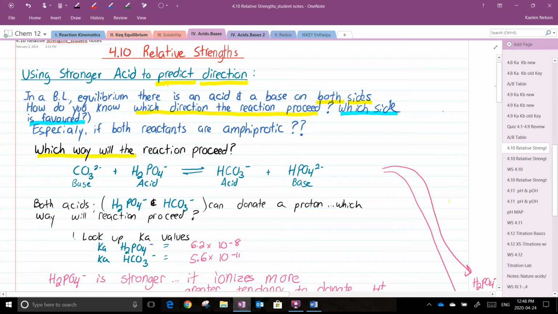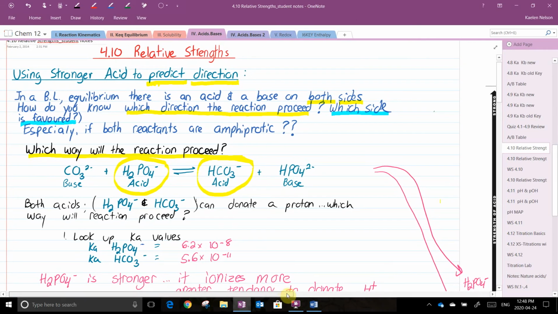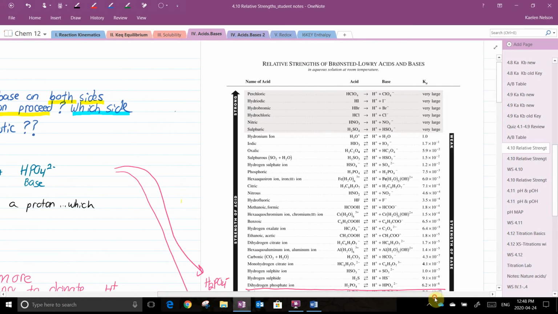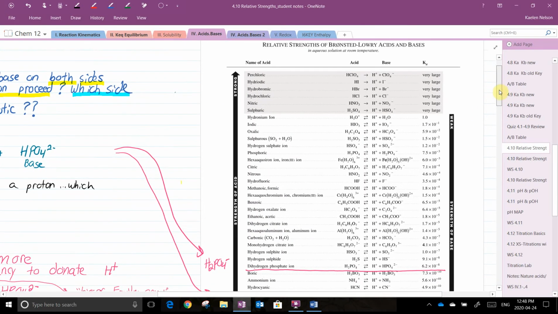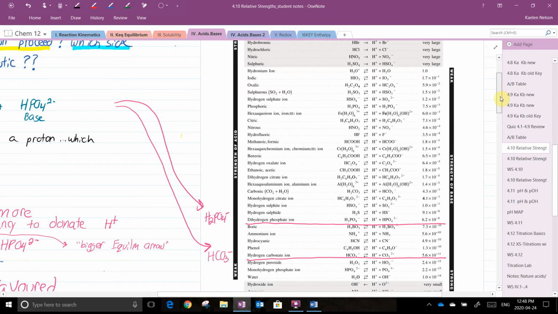So in this question, which way will the reaction proceed? I'm going to circle both of my acids, one on each side. This equilibrium had already been completed for me, and I did not have to decide the acid and the base. So you're going to look up both of these on your acid-base table. So I'll go over to my table, pause here if you need to get your table.